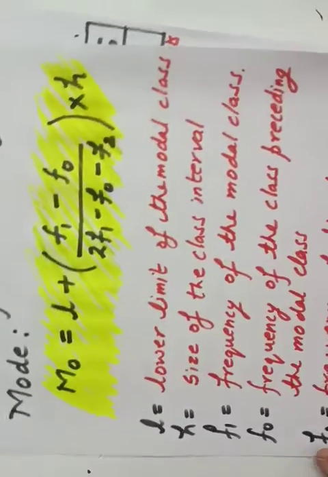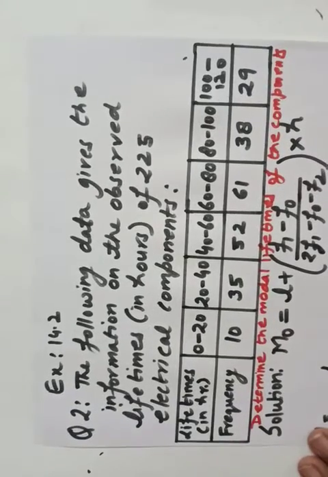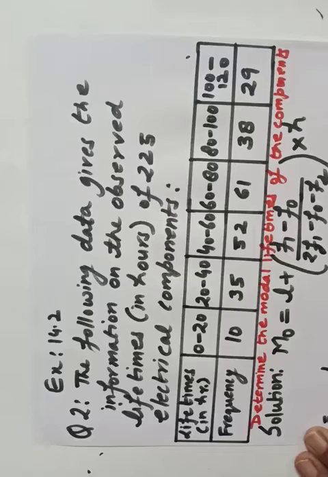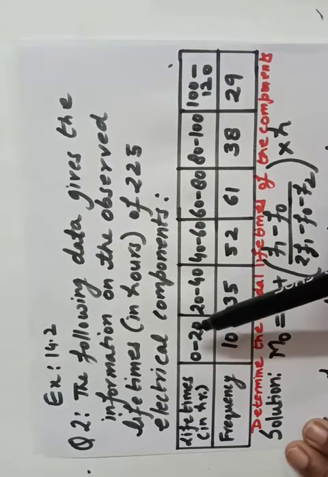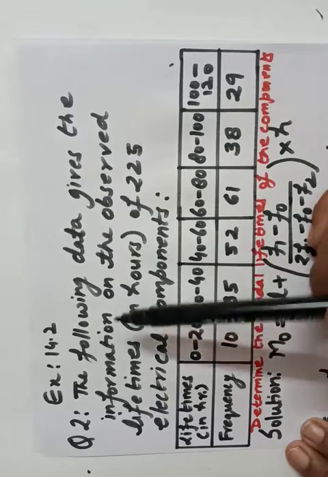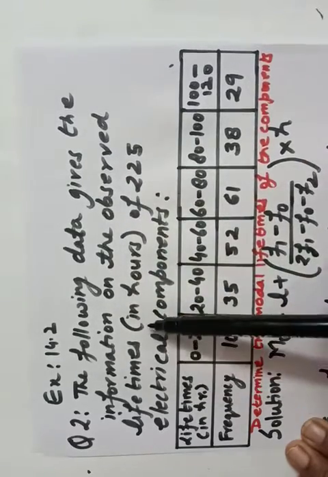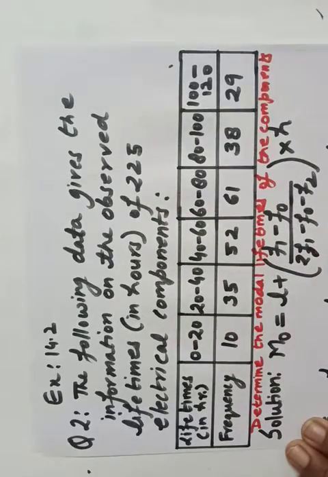So let's take the example from the NCERT. This is question number 2 of exercise 14.2. Here we need to find out the mode of the given data. What is the question given to us? Let me read it for you. The following data gives the information on the observed lifetime in hours of 225 electrical components.